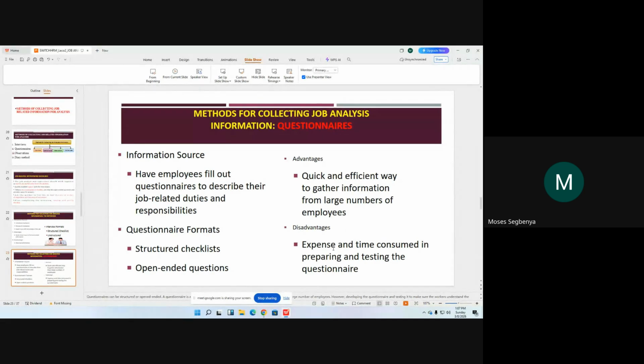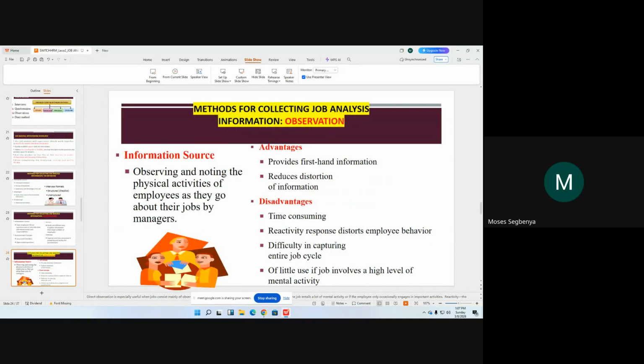That is worth considering. So we talk about a third element, which is the third tool for data collection, what we call observation: observing and noting the physical activities of employees as they go about their job, by a manager. With observation, you are not asking anybody any question. You yourself, as a researcher, are observing what is happening in your environment. Sometimes you are observing as an external person. Other times you are observing as part of the process.